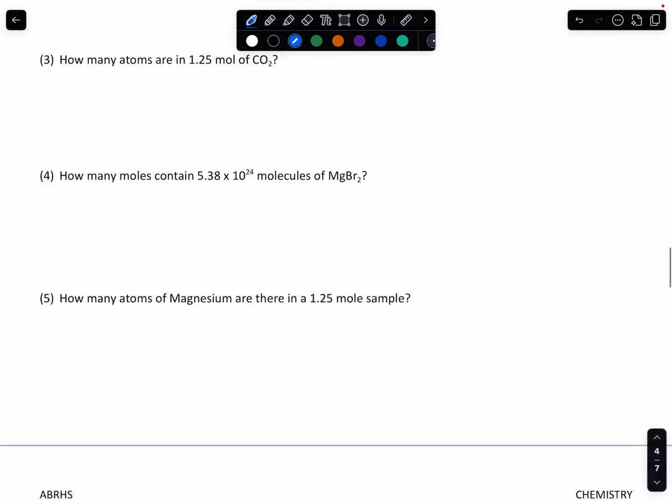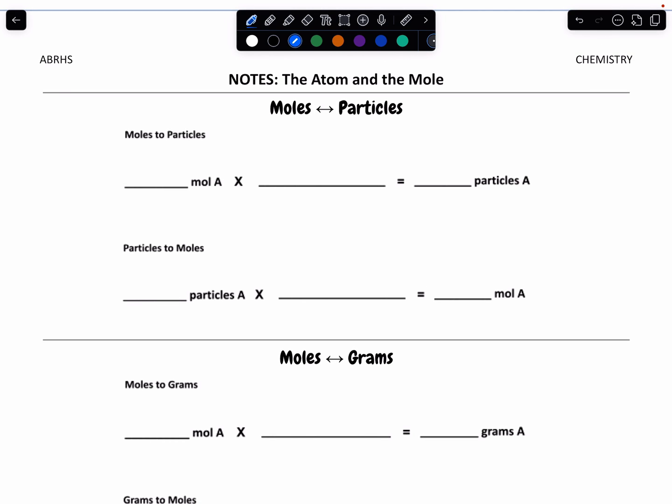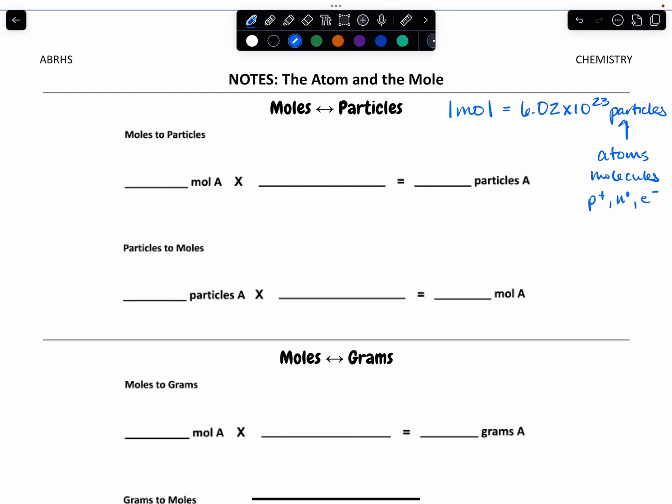Now I'm going to slide down to the back page of this worksheet. We'll come back to this other stuff, to this portion that says moles to particles. We're going to fill this in. This is a scaffold to help guide you when you set up your problem. I just want to make sure that everybody understands what we're doing. Remember, one mole, which we abbreviate MOL, is equal to 6.02 times 10 to the 23rd particles. That particle can be atoms, molecules, protons, neutrons, or electrons. We just really want it to be something small.